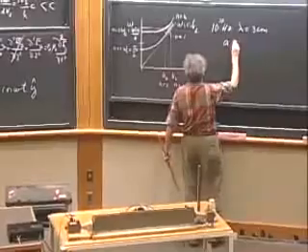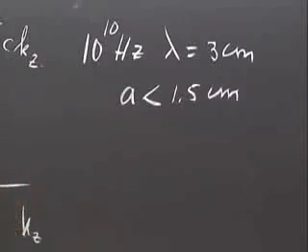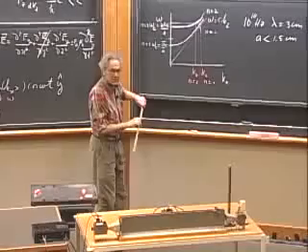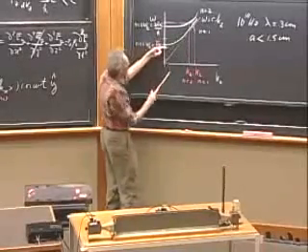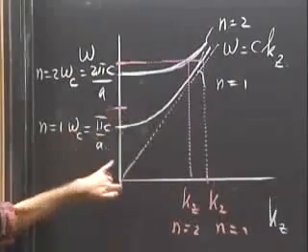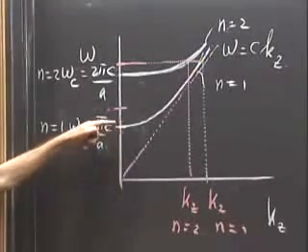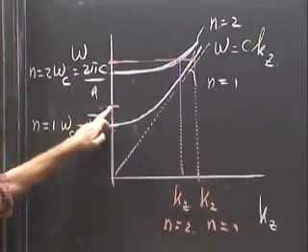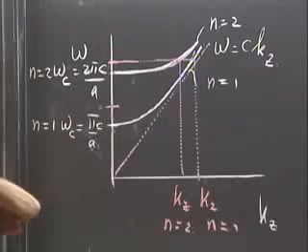So the moment that A becomes less than 1.5 centimeters, there is no longer a way for the Y component to go through. What I'm doing is to keep this point constant, but this line I am moving slowly up. Because when I make A smaller, this omega c goes up. And so I make omega c go up until it hits my 10 to the 10 hertz.